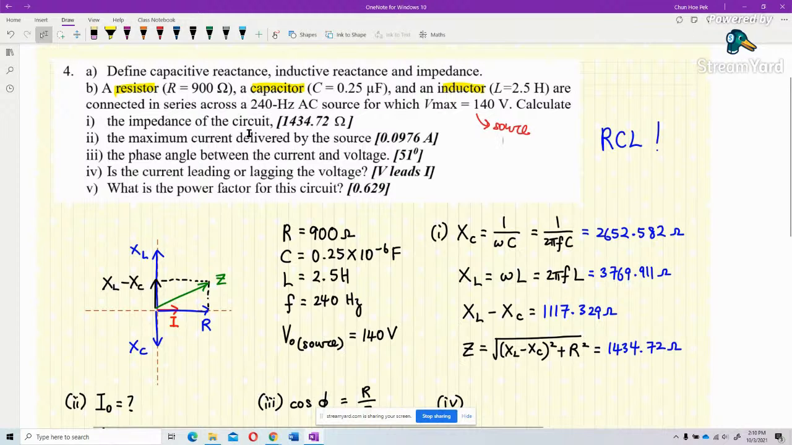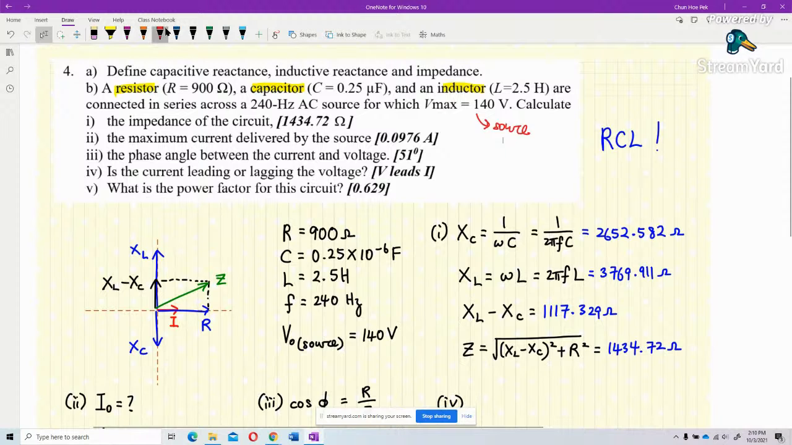But before that, we only have resistance, capacitance, and inductance. We don't have XC yet, and we don't have XL yet. So you need to find those first. The formula for XC is 1 over omega C, or 1 over 2 pi FC. You have the frequency already, and you have the capacitance, so just plug in the values and this is the value you got. For XL, it is also the same: omega L, or 2 pi FL. Just substitute all the values inside, and you get XL.